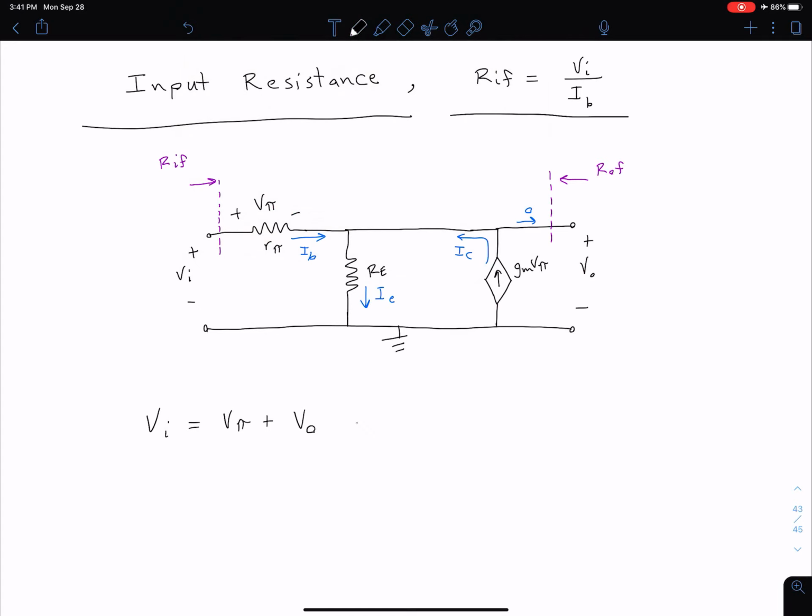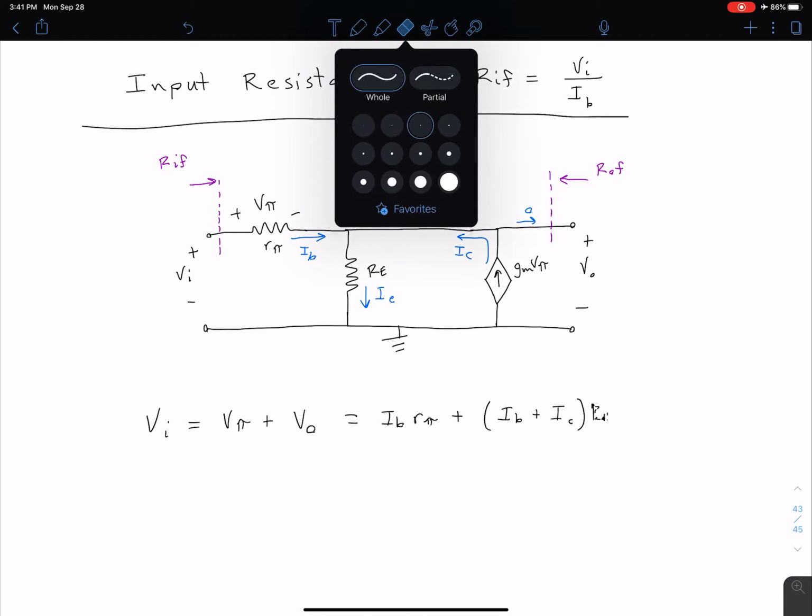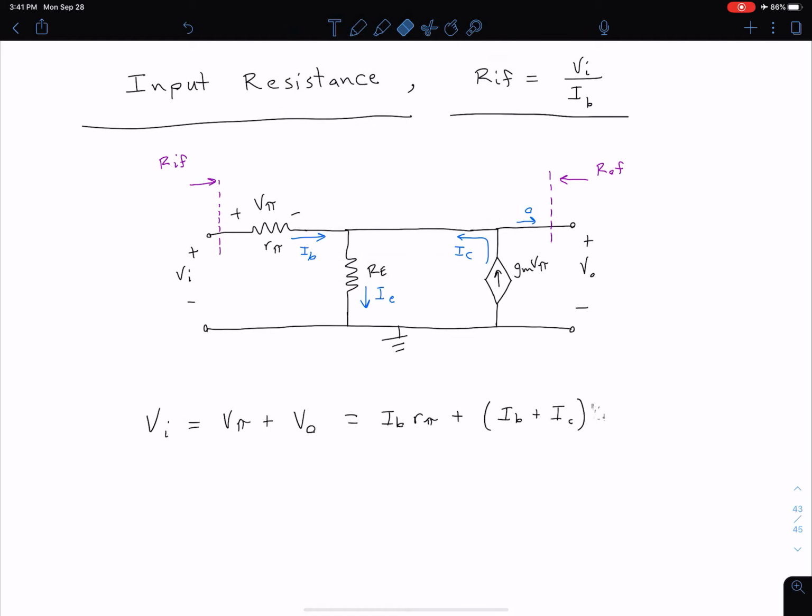From there we can say that, well, our V pi from Ohm's law is just equal to IB times R pi, and our V out is equal to IE times RE, where I'm going to kind of combine two steps into one. Our emitter current is equal to base current plus collector current. So our base current plus collector current times our emitter resistor.